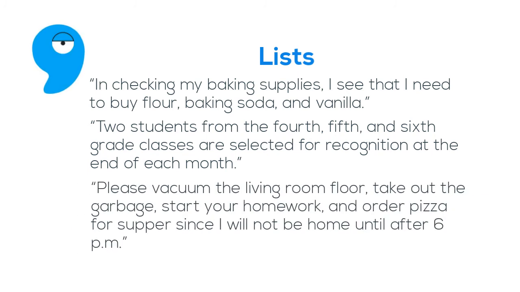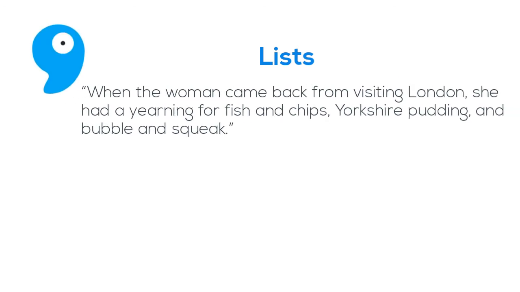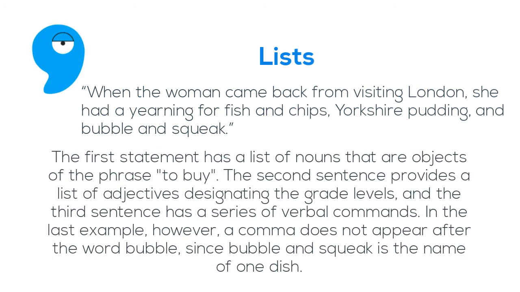Please vacuum the living room floor, take out the garbage, start your homework, and order pizza for supper, since I will not be home until after 6 p.m. When the woman came back from visiting London, she had a yearning for fish and chips, Yorkshire pudding, and bubble and squeak. The first statement has a list of nouns that are objects of the phrase to buy. The second sentence provides a list of adjectives designating the grade levels, and the third sentence has a series of verbal commands. In the last example, however, a comma does not appear after the word bubble, since bubble and squeak is the name of one dish.